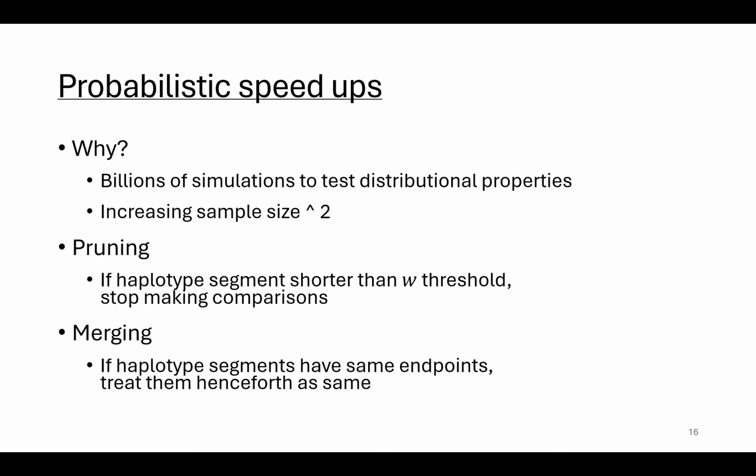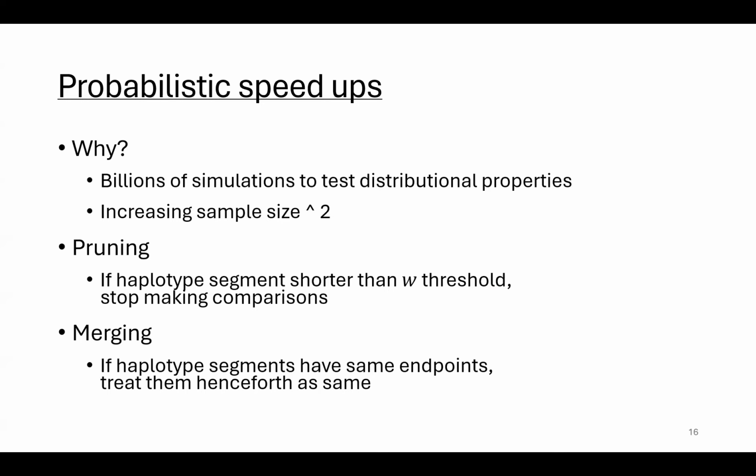We had to speed up this algorithm. The problem, again, is that we're studying pairwise comparisons, and we want to study a large sample size. So this is going to scale n squared. We also want to do billions of simulations to test the distributional properties. In particular, are the empirical distributions that we simulate similar to a normal distribution? To do these speedups, we provided 4 little techniques. I'll focus on 2 of them, and they speed up the algorithm because of probabilistic arguments.